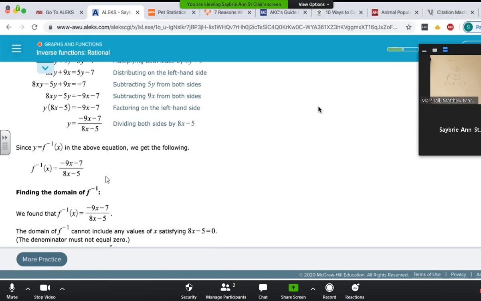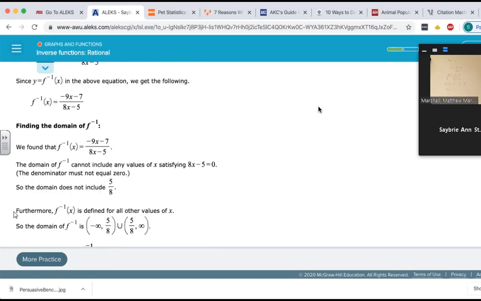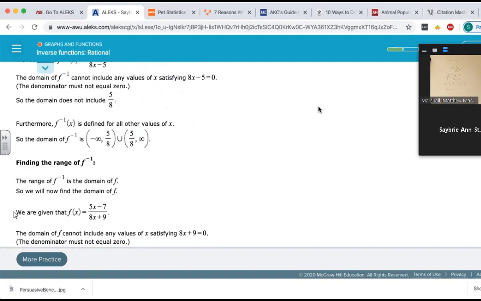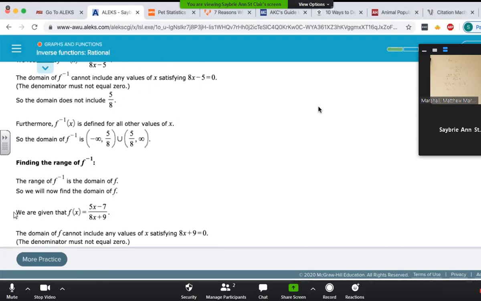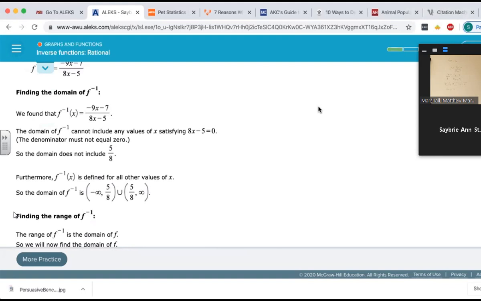Okay. And then, okay. Good job. That's complicated. And then the domain, let's see, can you go up a tiny little bit there? So domain is what does not make 0 for the inverse. Okay, that makes sense. 5/8.